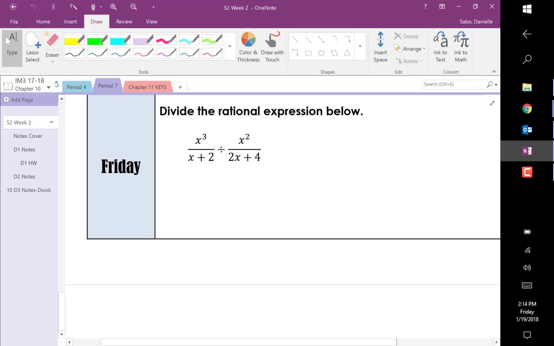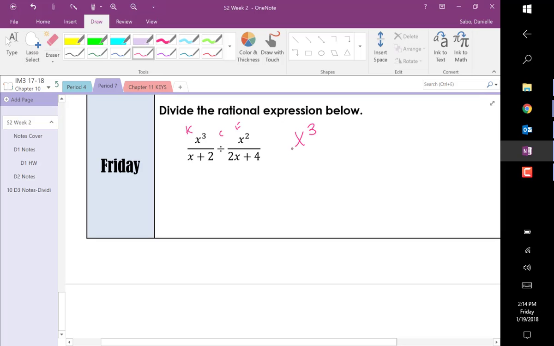Okay, bell ringer. It says divide the rational expression below. Remember, that's keep, change, flip. That's our K, C, and our F. Okay, keep, change, flip. So I would keep the original.